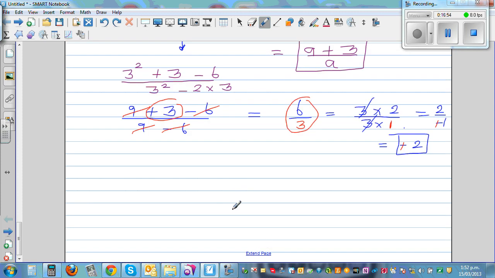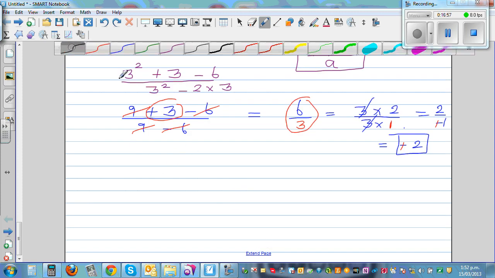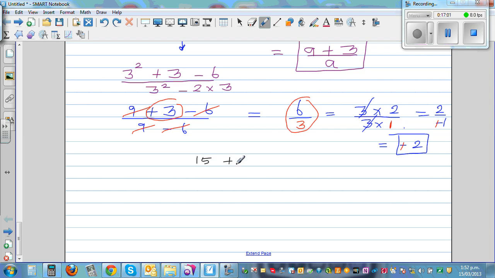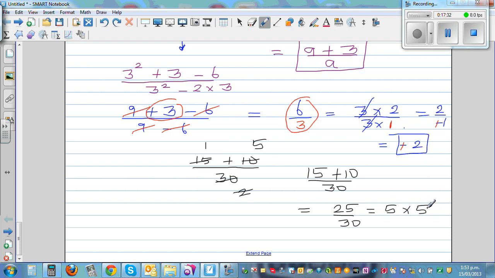Let me give you one more example. This should be very clear. Suppose you have 15 plus 10 over 30. You can't cancel like this, 15 goes 2 times. This is not how you do it. You have to first add it. This is 25 over 30. Now 25 over 30 can be written as 5 times 5 over 5 times 6. Now you can cancel these 5s. So this is 5 over 6.